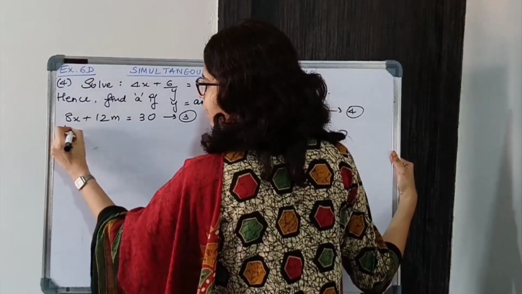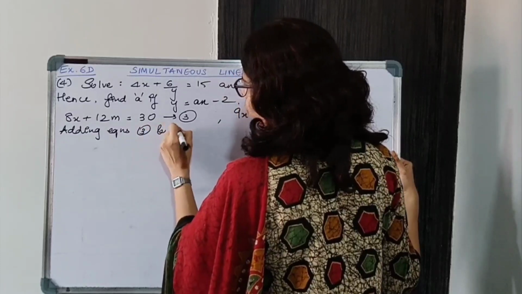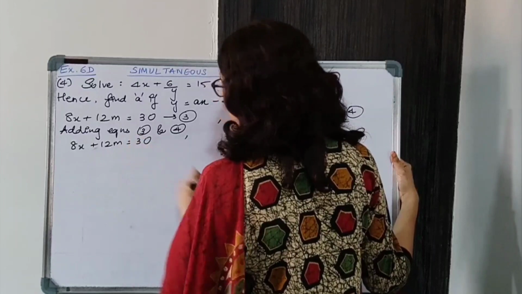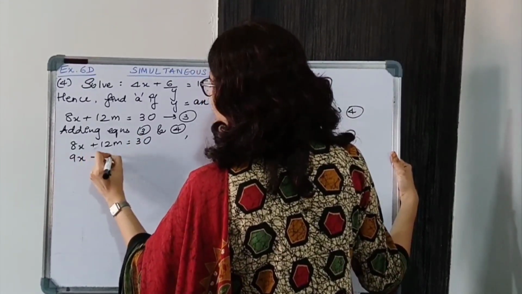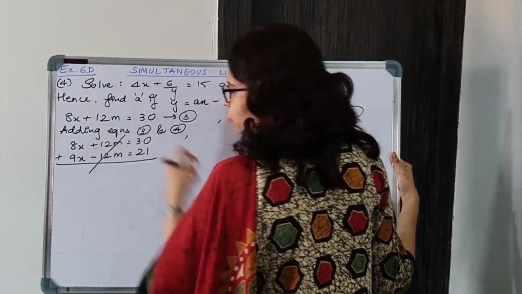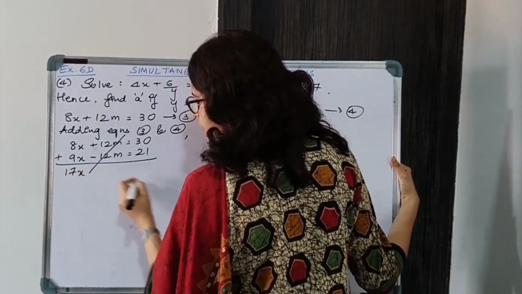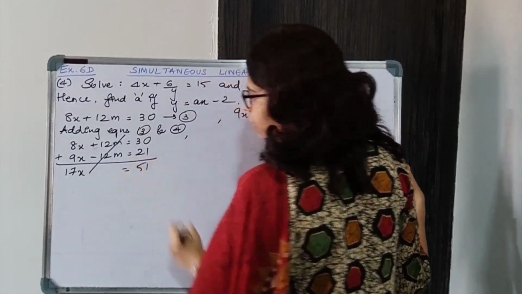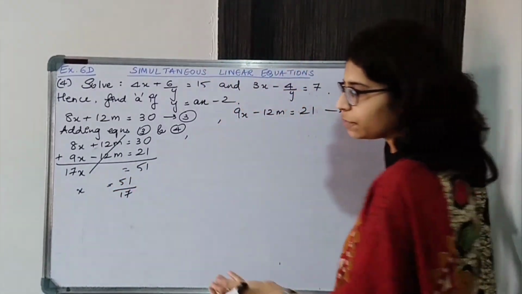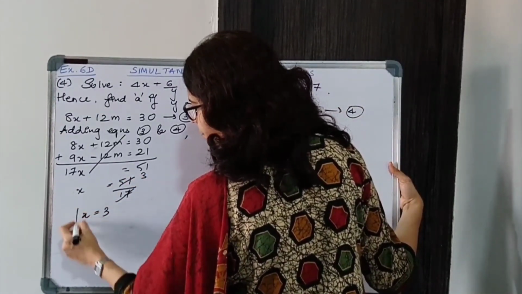So adding equations 3 and 4: 8x plus 12m equals 30 and 9x minus 12m equals 21. The m terms get cancelled. 8x plus 9x gives 17x. Over here 51. So 51 divided by 17, 17 3s are 51. So x is equal to 3.